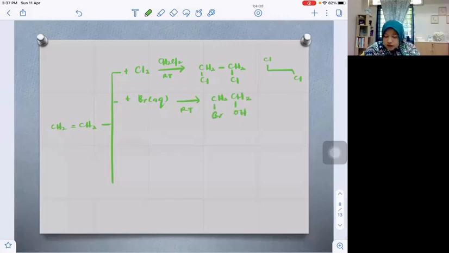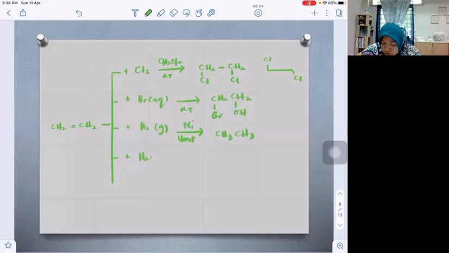And then the next reaction is the hydrogenation reaction. By looking at the name, we know that it is when hydrogen is added. By using nickel as a catalyst and heat, the hydrogen atom will be added to each carbon atom here. It will turn to CH3-CH3.